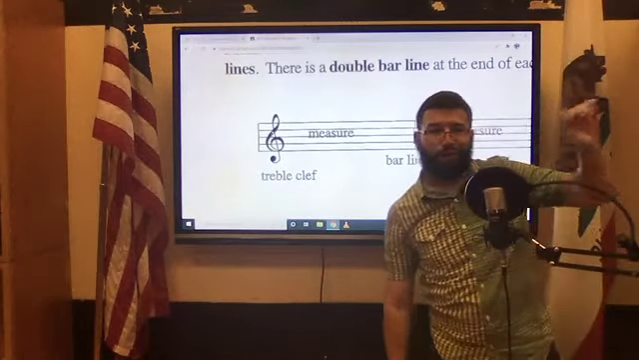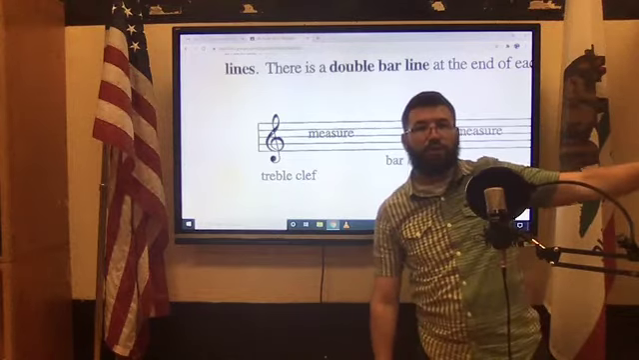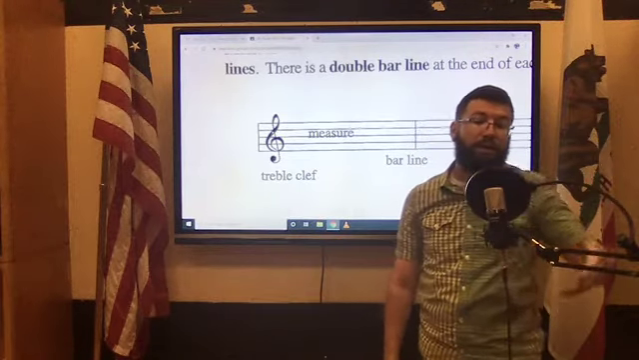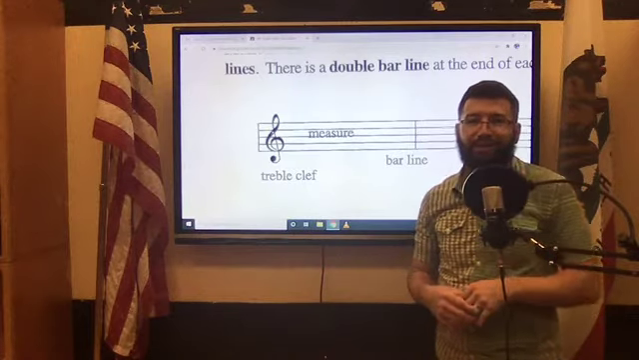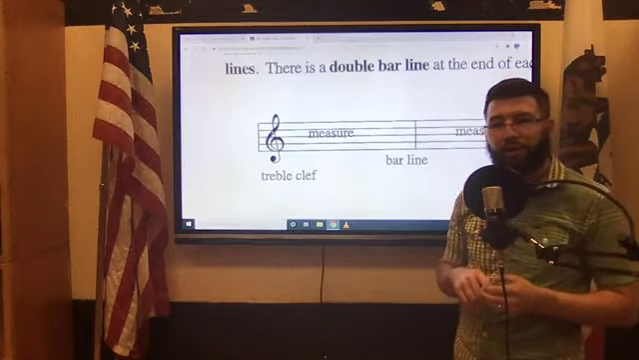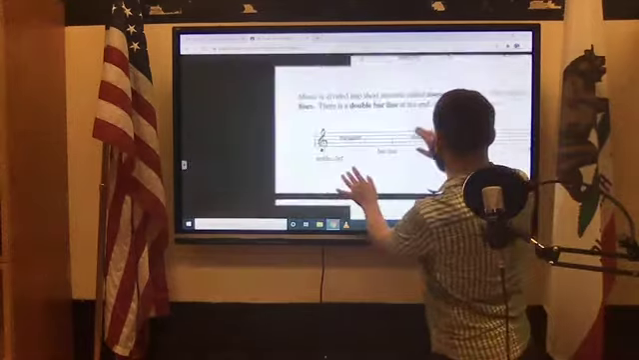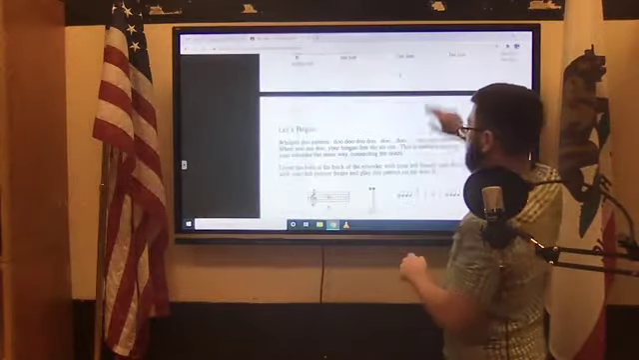Is in the lower range. And the notes are in a different order when you're reading bass clef. But you'll learn that in band next year, you trombone, tuba, and baritone players. Okay. Next page, everybody.